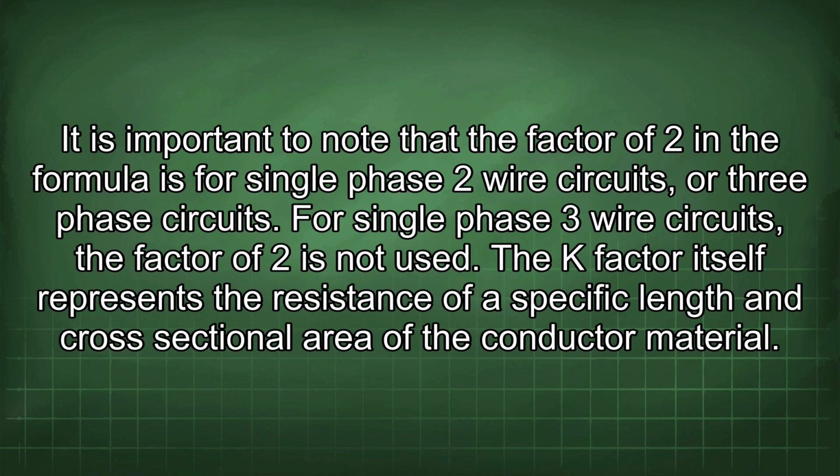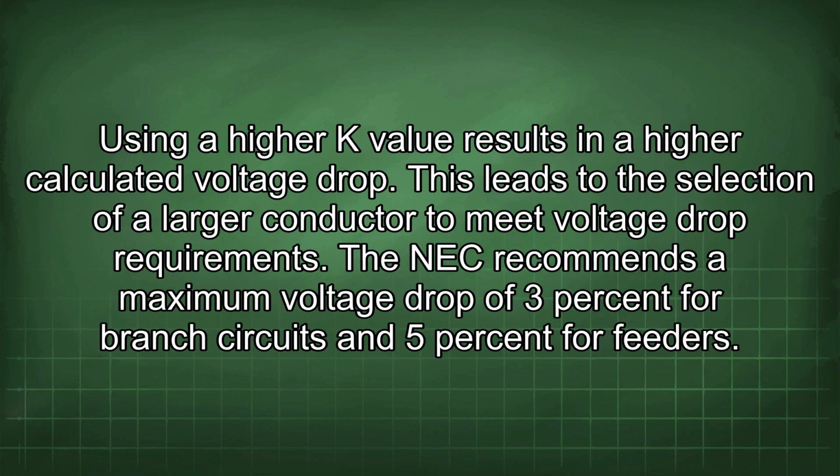It is important to note that the factor of 2 in the formula is for single-phase 2-wire circuits or 3-phase circuits. For single-phase 3-wire circuits, the factor of 2 is not used. The K factor itself represents the resistance of a specific length and cross-sectional area of the conductor material. Using a higher K value results in a higher calculated voltage drop. This leads to the selection of a larger conductor to meet voltage drop requirements.